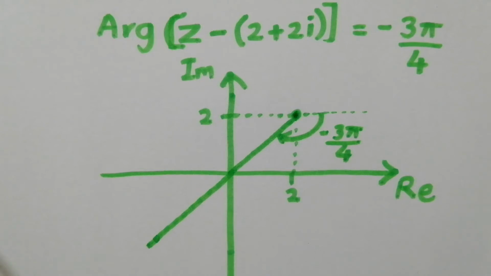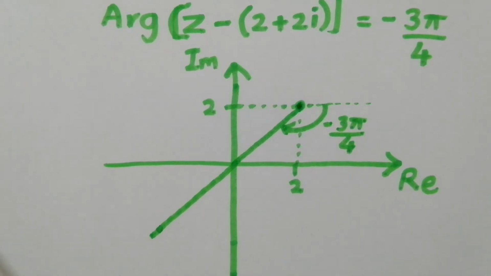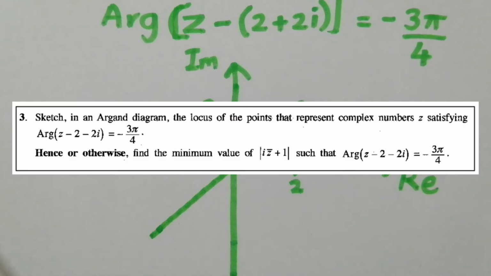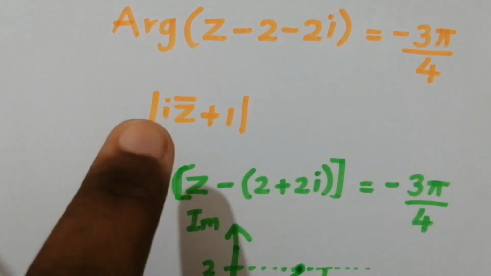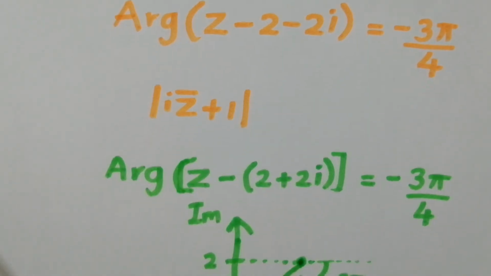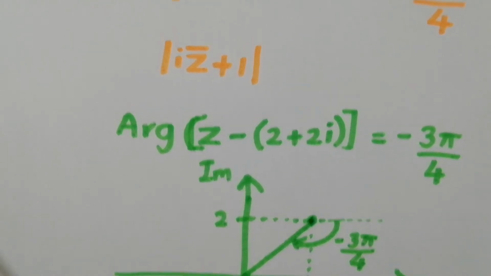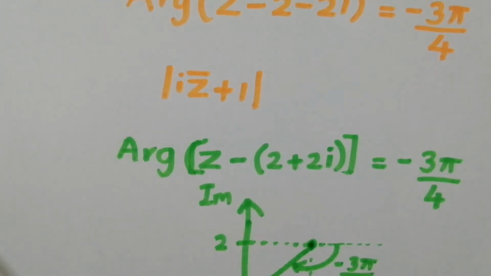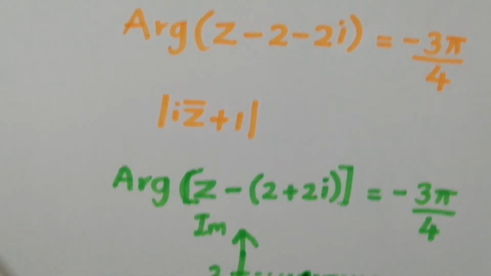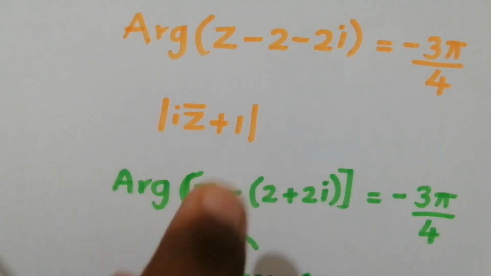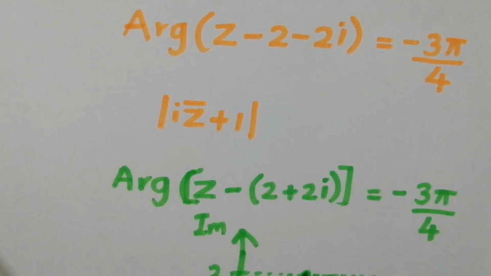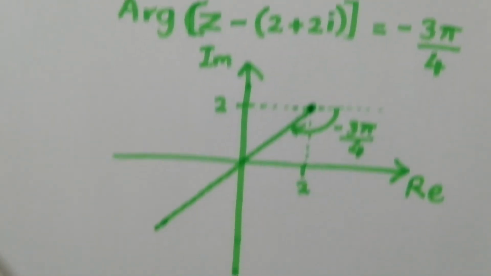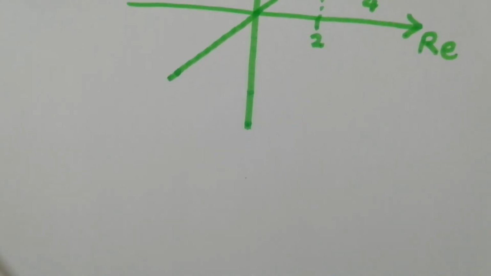That is the first part of the question. Then the next part is: hence or otherwise find the minimum value of modulus of i z bar plus 1. Then we should change this into the form having a complex number z in the modulus part. And let's see how to convert it.